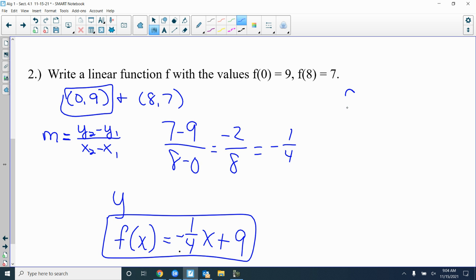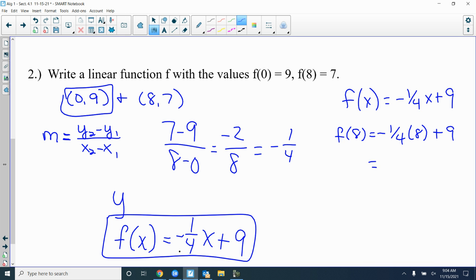Hey, now take a look at this. Make sure you understand what's going on here. F of x equals negative 1/4 x plus 9. What should you get when you plug in the number 8 into that function? What should you get when I plug in 8, Ava? 7. I better get 7 if I did everything right. So what that means is f of 8, if I plug that in, negative 1/4 times 8 plus 9.